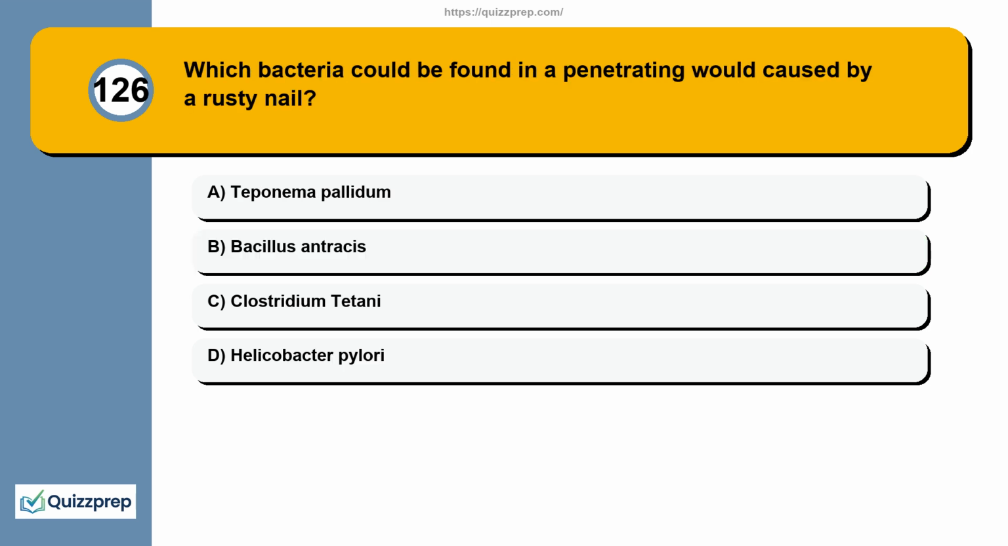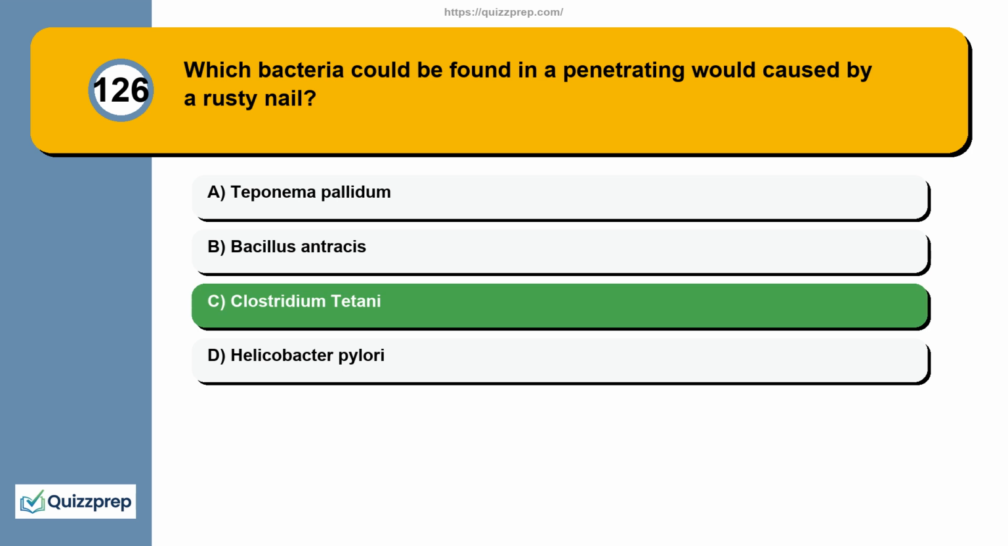Question 126. Which bacteria could be found in a penetrating wound caused by a rusty nail? Option A, Treponema pallidum. Option B, Bacillus anthracis. Option C, Clostridium tetani. Option D, Helicobacter pylori. The correct answer is option C, Clostridium tetani.